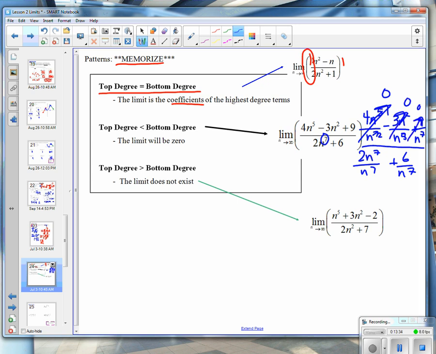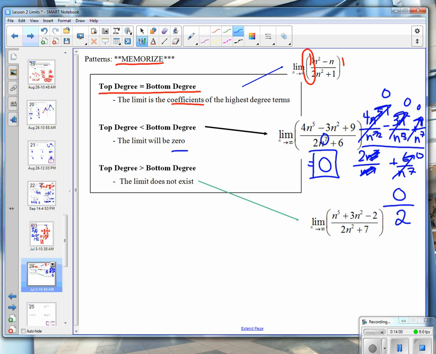Same thing with this one. This one, I've got n to the power of 7 and n to the power of 7. Those are going to cancel out, so I'm just left with a 2. And then this guy is also going to become a 0. So 0 plus 0 plus 0 is 0 on the top and 2 on the bottom. So 0 divided by 2 is 0. So I know that this answer is actually 0. Okay?